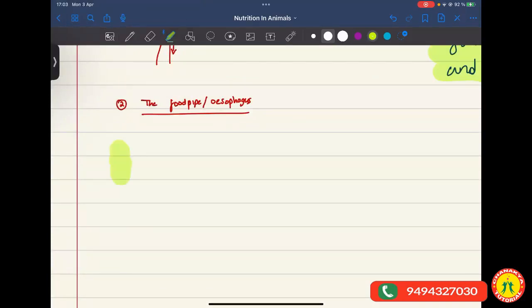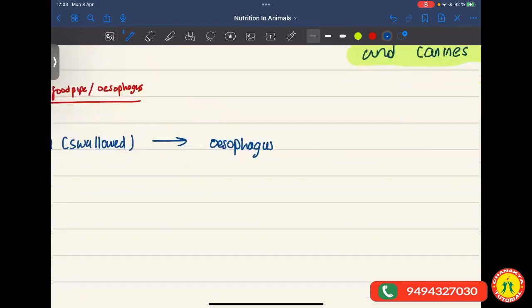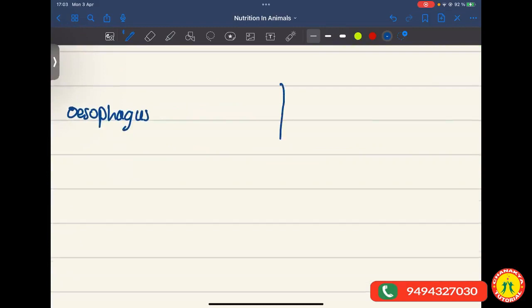So food is swallowed and it enters the esophagus. All right. So basically, the food gets into the food pipe or the esophagus. Here will be your bolus. And you have your stomach.